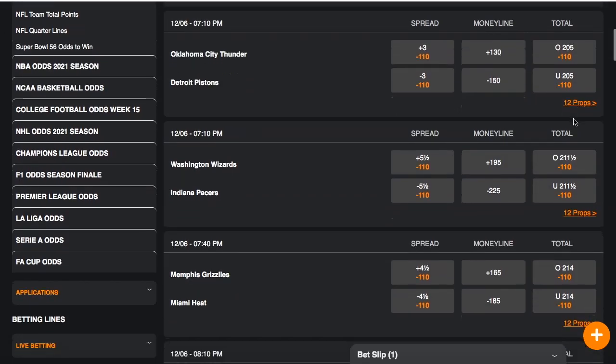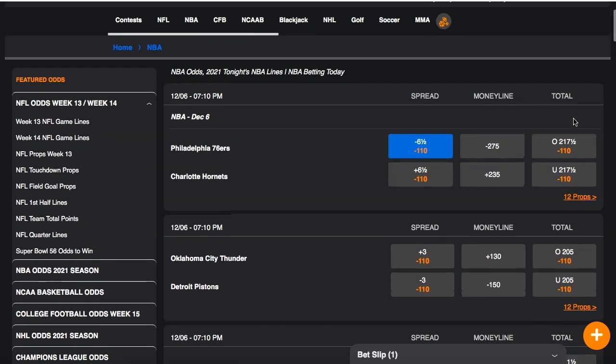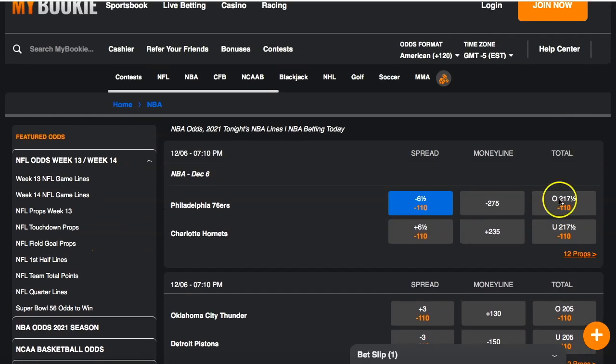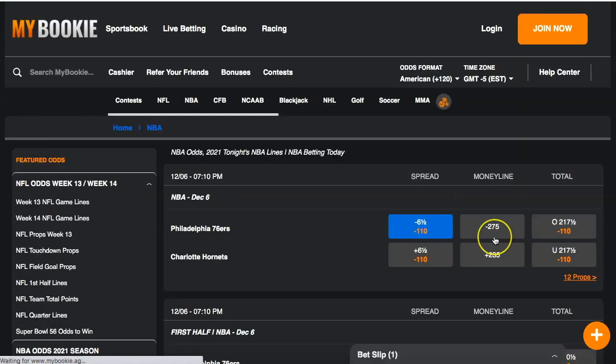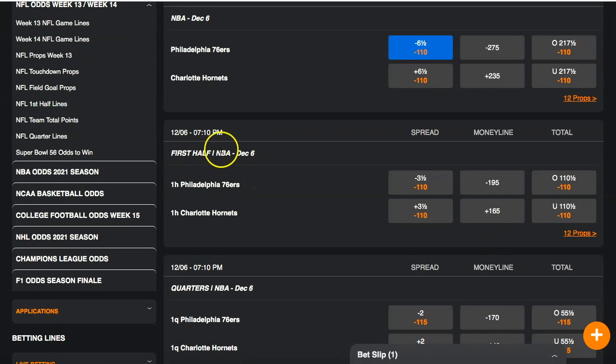Now, there's a number of games over here, and the other thing I like about MyBookie is the prop bets, okay? So there's 12 different prop bets you could take on this game. So you could bet on the first half the same way.